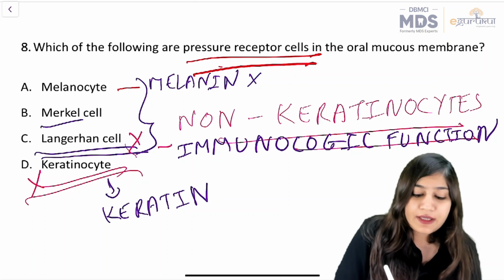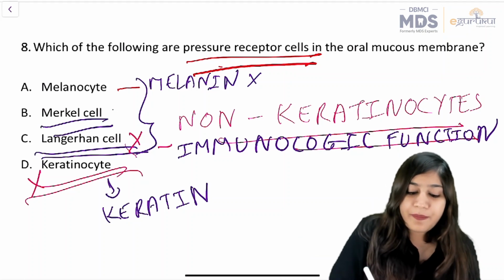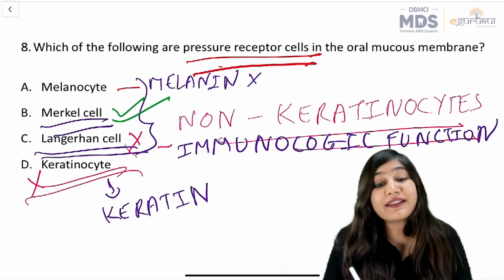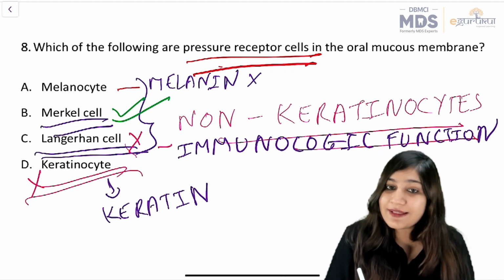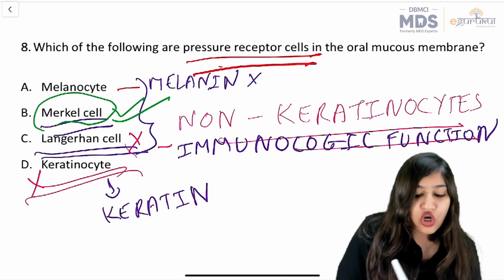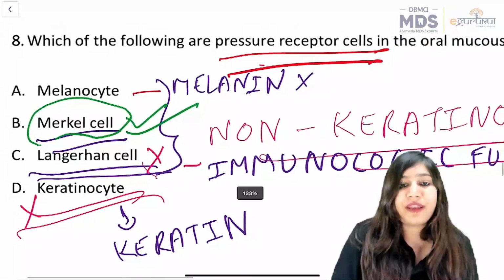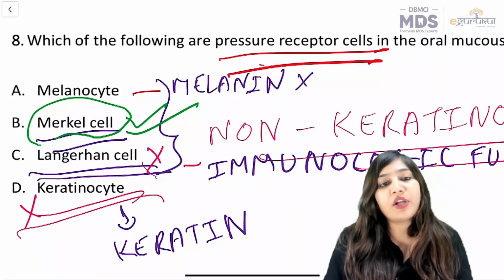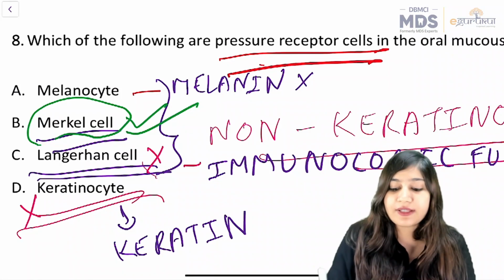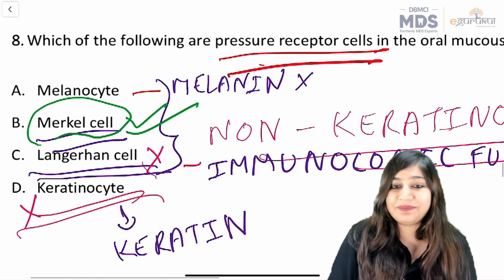Remaining is Merkel cell. Merkel cell is basically our pressure receptor cell. It is present in the basal cell layer close to the nerve fibers. So our option Merkel cell is correct and remaining are not correct. Which of the following are pressure receptor cells? So correct option is Merkel cell.